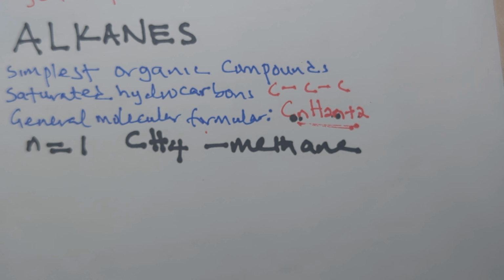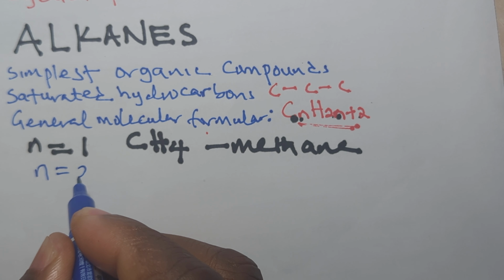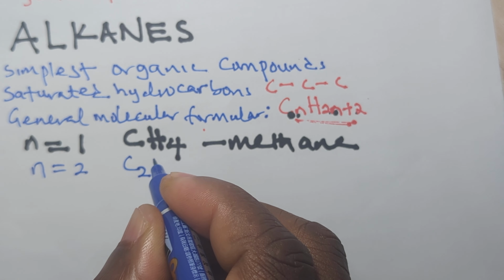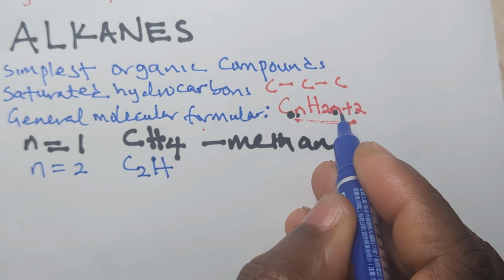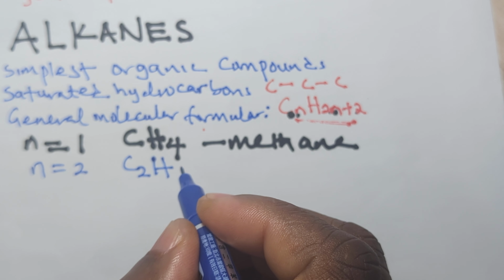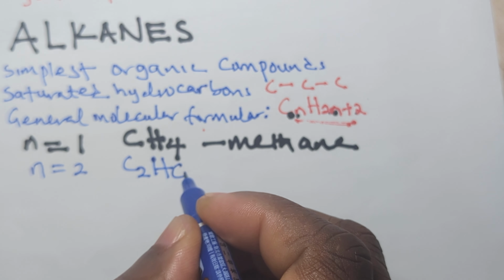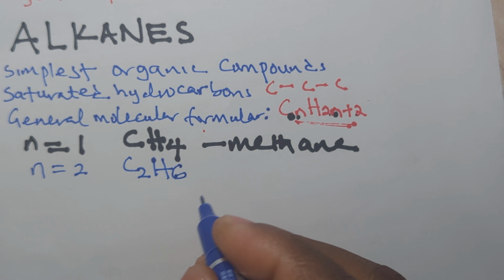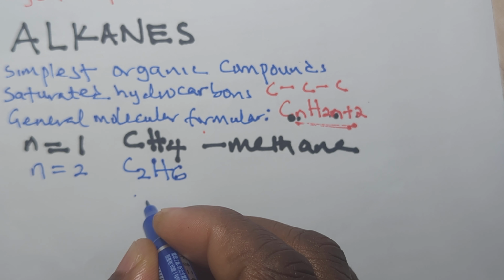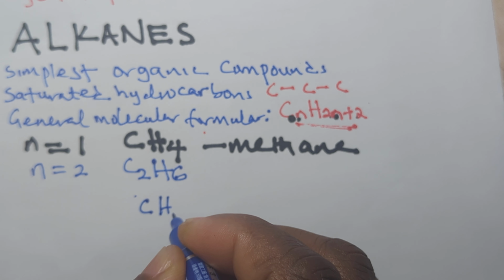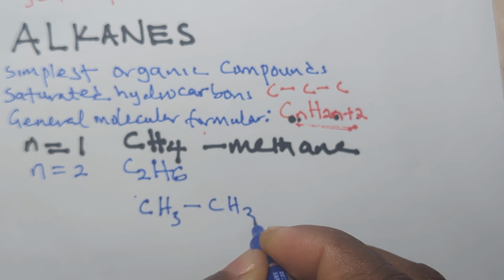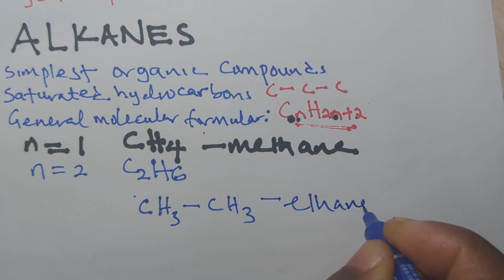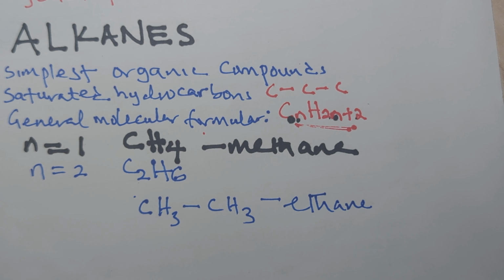When n is equal to 2, we have ethane, that is C2H, 2 times 2 is 4, plus 2 is 6. So this is ethane. You can write it this way, CH3-CH3. This is called ethane. This is the second member of the group.